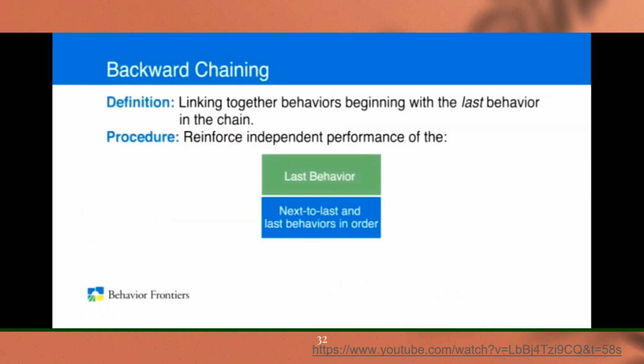Then reinforce your student's independent performance of the last 3 steps in order and continue in this manner until your student can complete the entire chain independently following the SD. An advantage of using backward chaining is that the reinforcement always falls at the end of the chain, allowing you to use a variety of reinforcers.